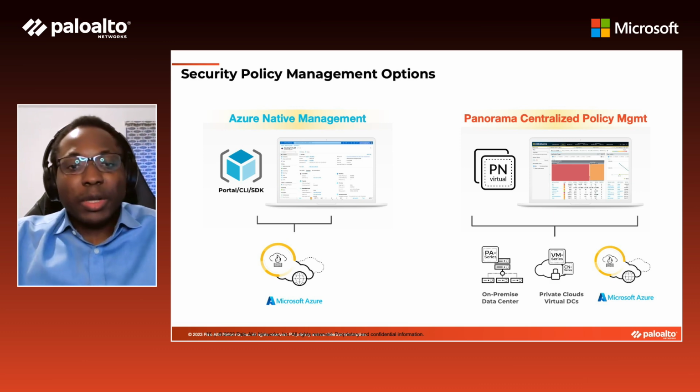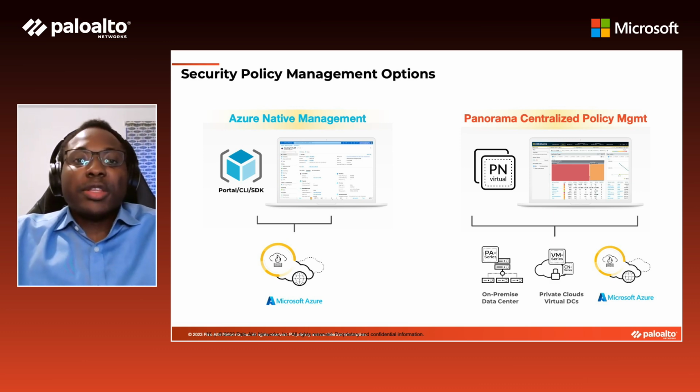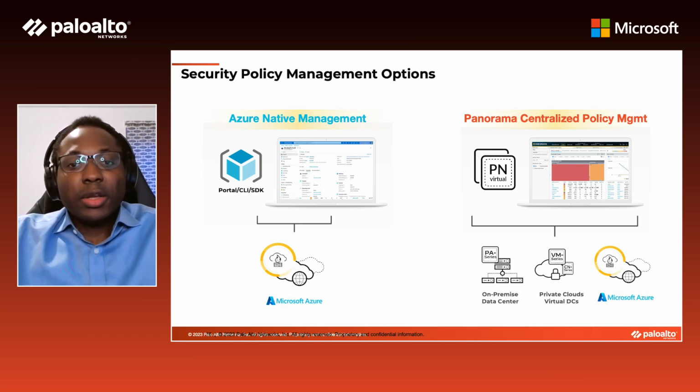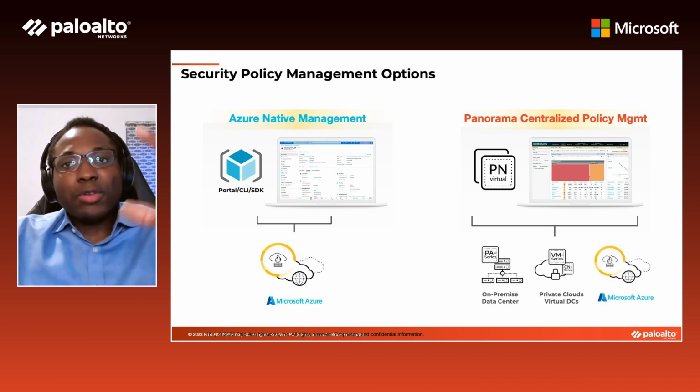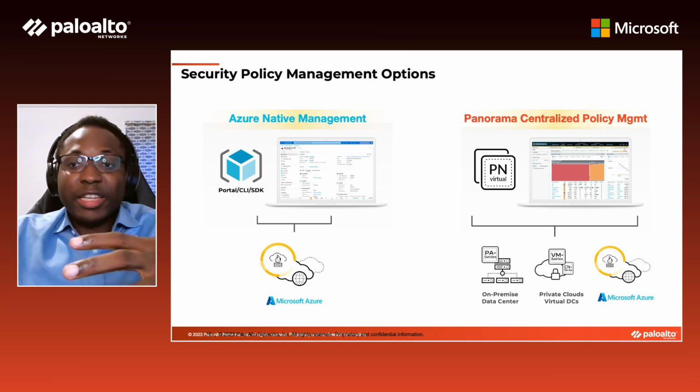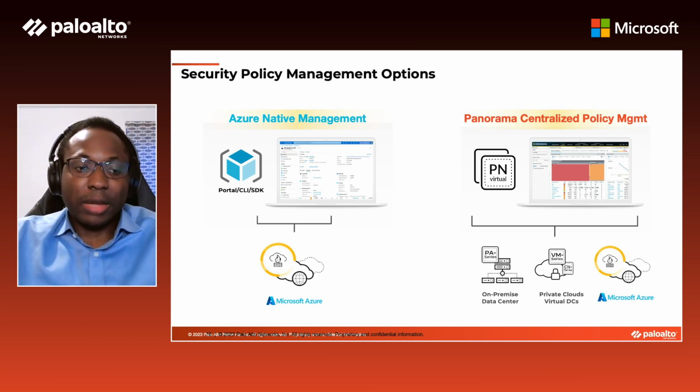Now, when it comes to policy management, you have a diversity of options. You can use Azure native management in the form of the local rulestack, or you can use Panorama to manage your security policies. That allows you to have a single pane to manage your entire network security policies, whether on premises, in different clouds, and also in the Azure cloud.